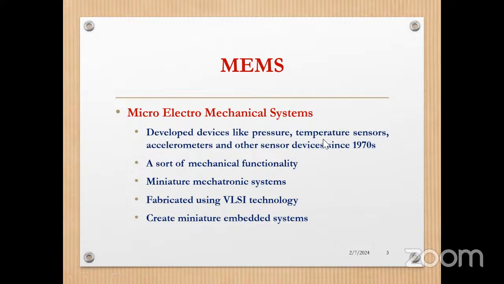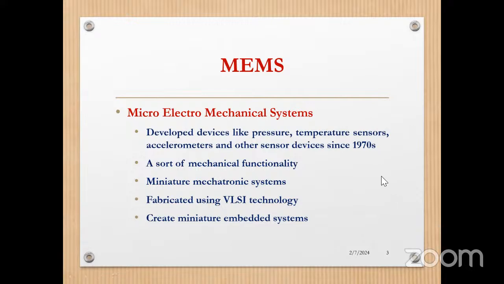So these are some of the devices that have been fabricated using MEMS technology. The products that have been developed mostly include pressure sensors, temperature sensors, accelerometers, gyroscopes, and many sensor devices. So when MEMS was first developed, most of the devices manufactured were sensors, and this started since the 1970s onwards.